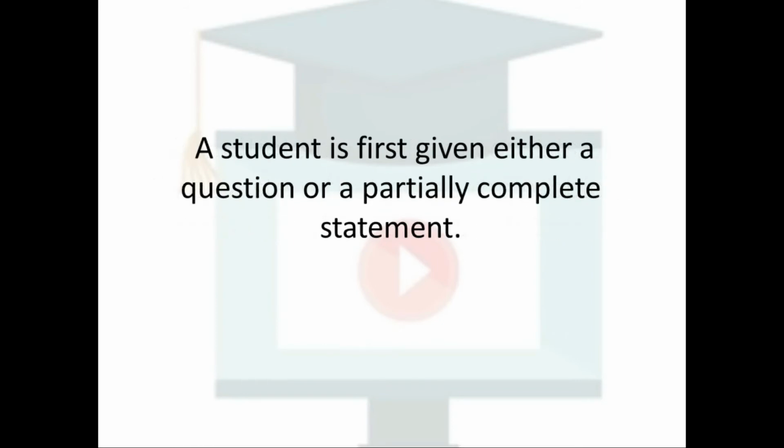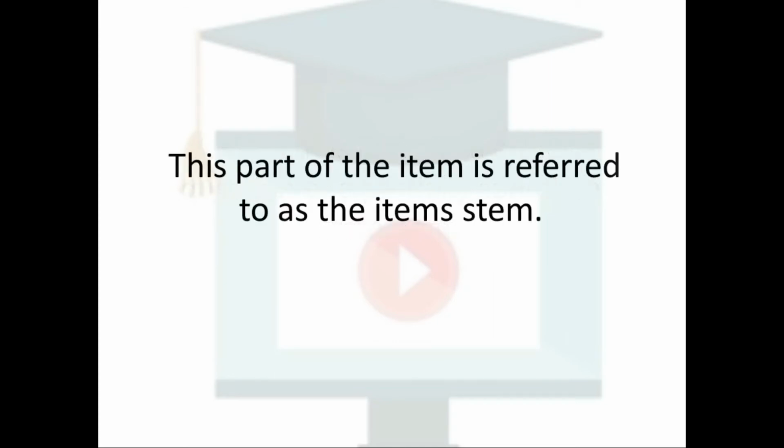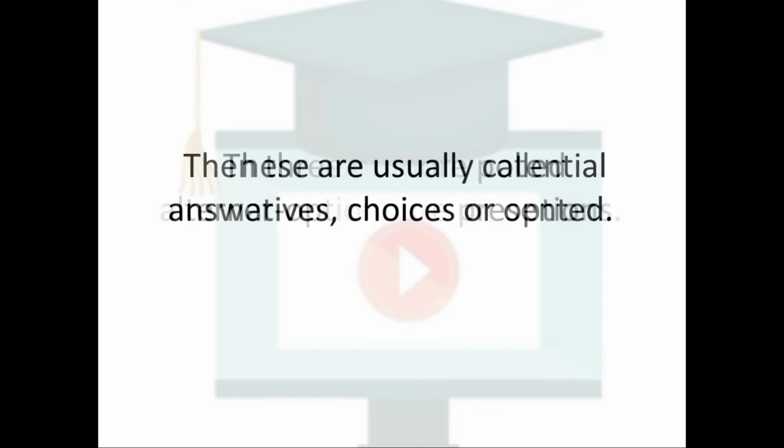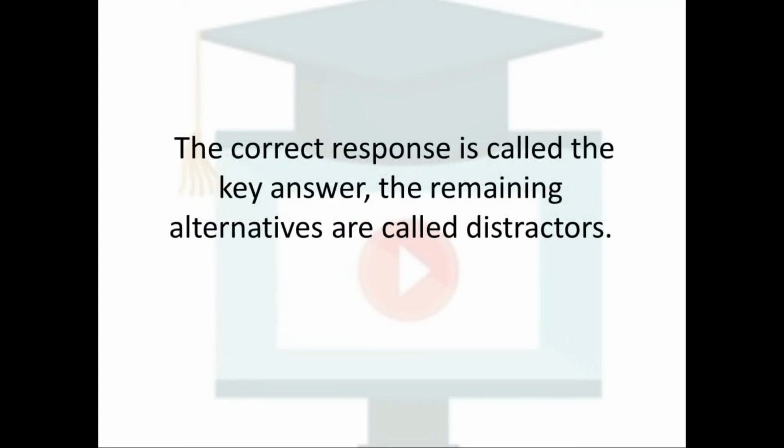A student is first given either a question or a partially complete statement. This part of the item is referred to as the item stem. Then three or more potential answer options are presented. These are usually called alternatives, choices or options. The correct response is called the key answer. The remaining alternatives are called distractors.